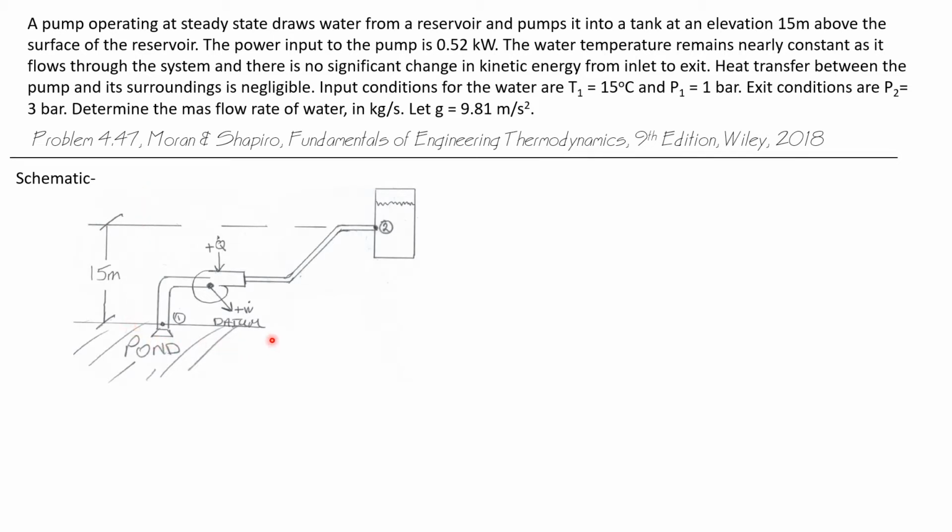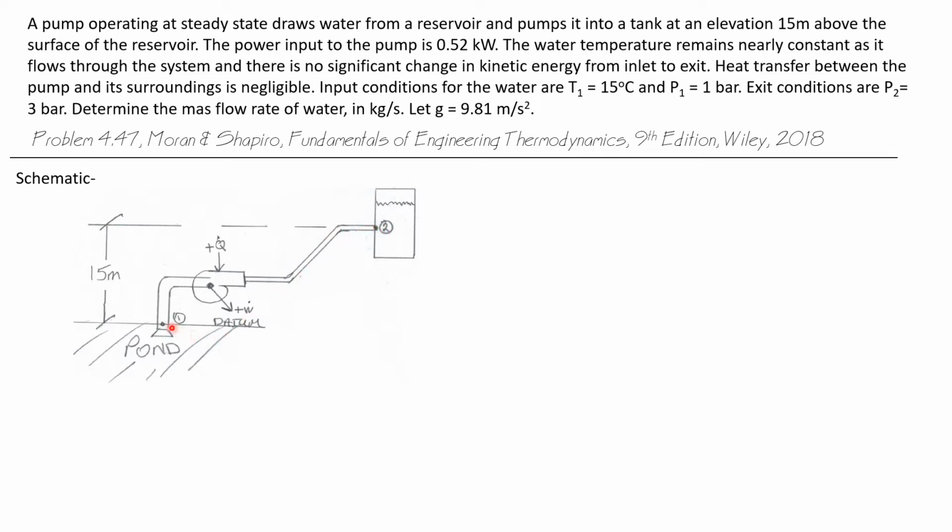Let's lay out this problem. There's lots of parts to it. So we'll start with the schematic. We have a pump, and it has an inlet pipe that goes down below the surface of a pond. And it has a discharge pipe that goes up a hill and into a storage tank.